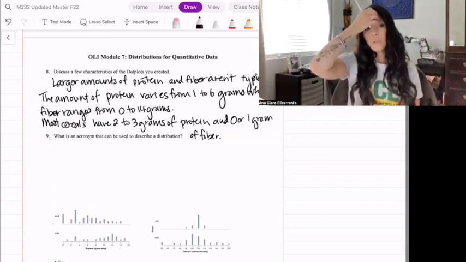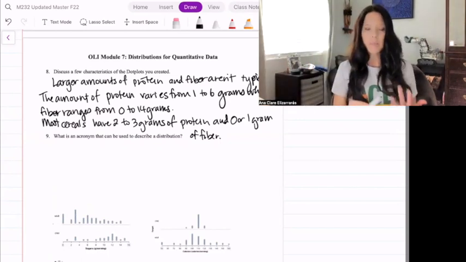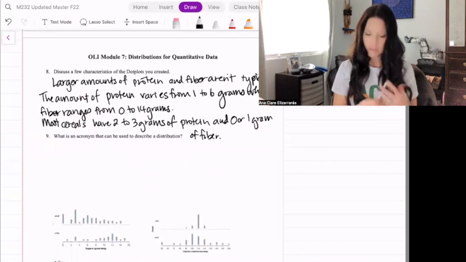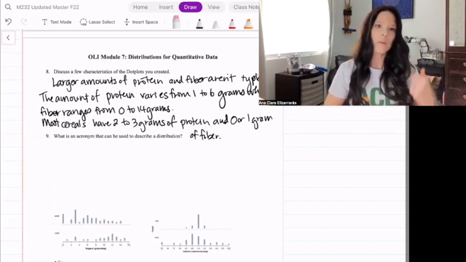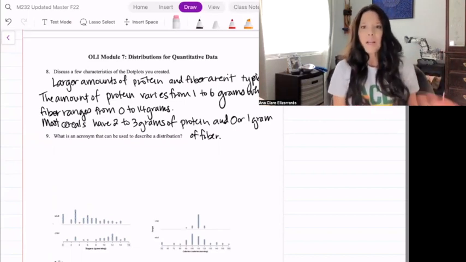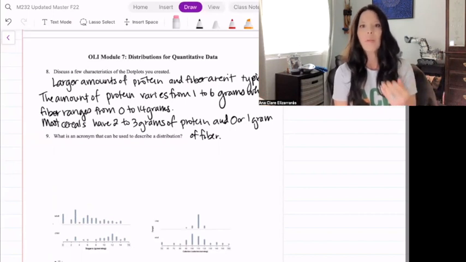Notice when I am describing these, I am actually giving context. I'm talking about grams, I'm talking about protein, I'm talking about fiber, and I'm saying cereals. If I just said things like 14 was the most, there was a lot of 2s, 2 what? What am I talking about here? You need to give context. You'll hear me say throughout the semester, give me context. It means talk about what the problem is about.